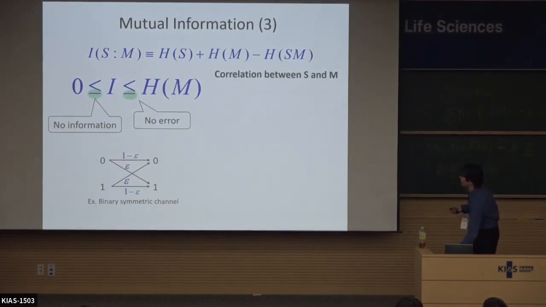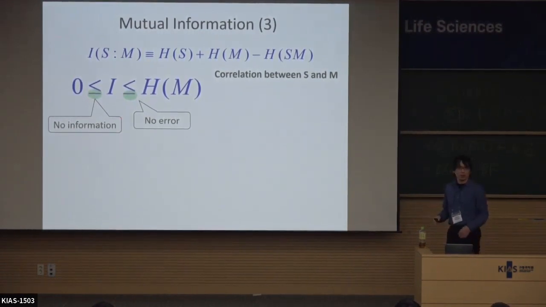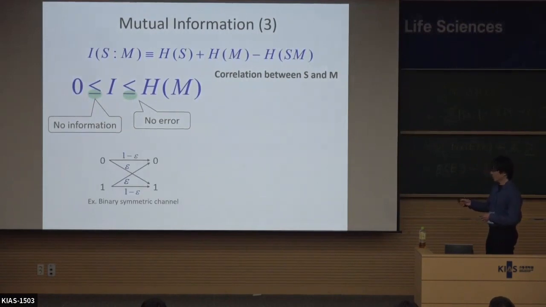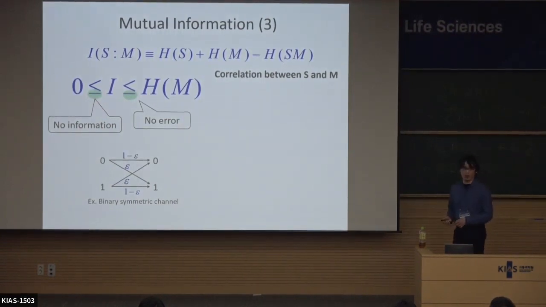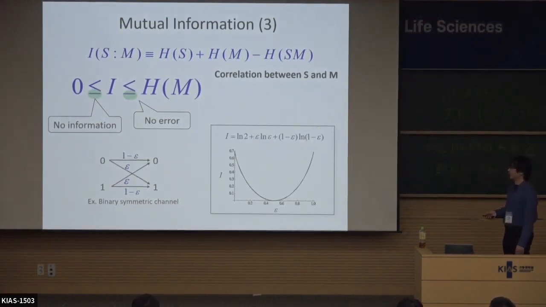And also, the mutual information satisfies these two inequalities. So the minimum value is given by zero. In that case, the communication is actually too noisy, and the daemon cannot get any information about the system. On the other hand, if the communication is perfect, the measurement is error-free, then the mutual information is given by the channel information. I'll skip the proof of these inequalities, but you can show this by using some not very long calculations.